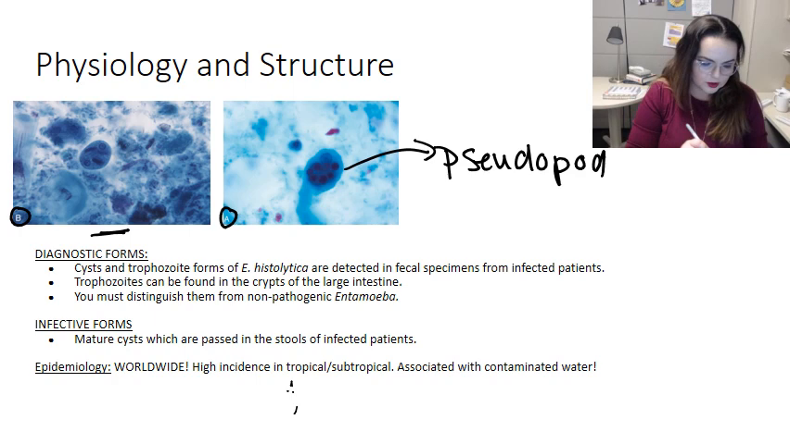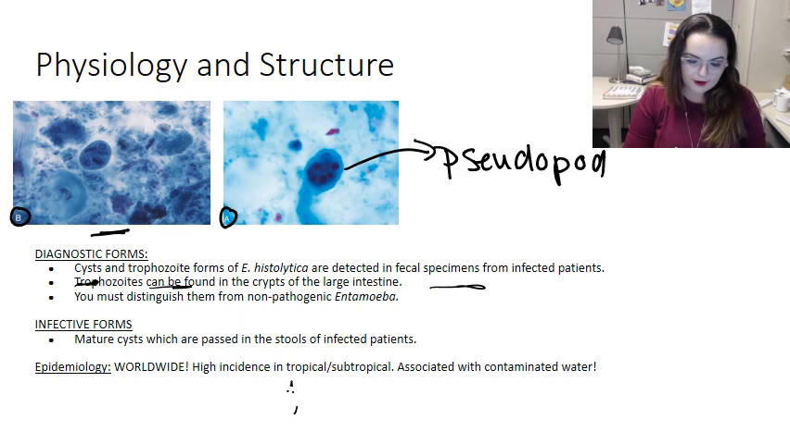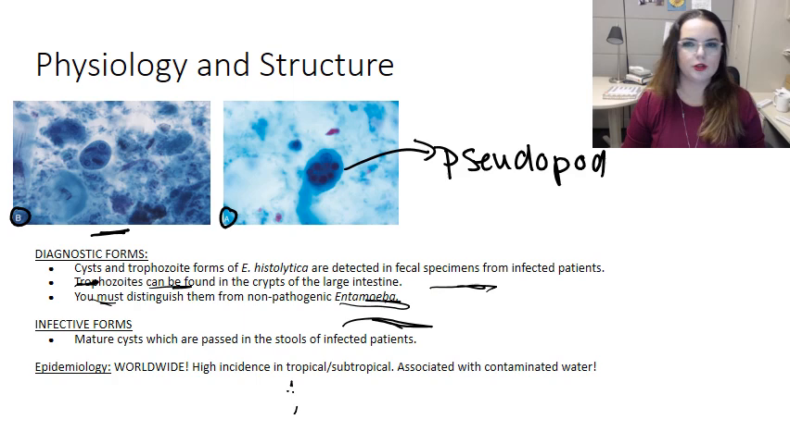Okay, so your diagnostic form are either finding cysts or trophozoite forms. They can be found in fecal specimens from infected patients. The trophozoites can also be found in the large intestines, particularly within the crypts. And you're going to want to distinguish Entamoeba histolytica from the other forms of Entamoeba, which are largely just commensal, which patients might just have. And those parasites are basically symbionts or parasites that just aren't causing us any problems. They just happen to live in our gastrointestinal tract.